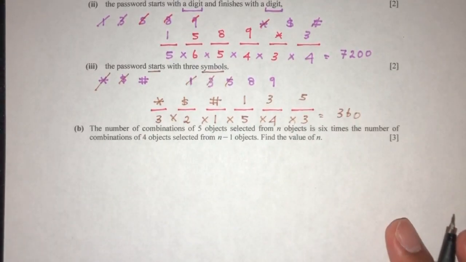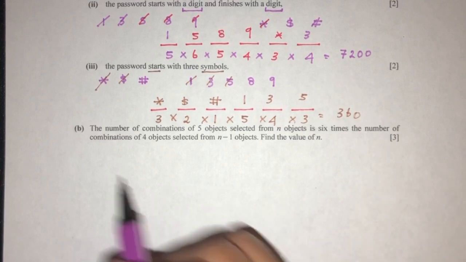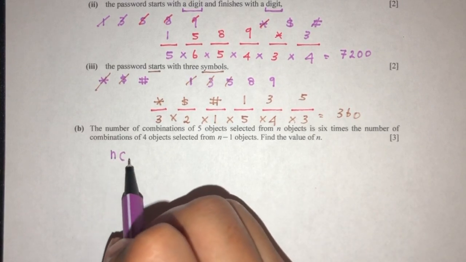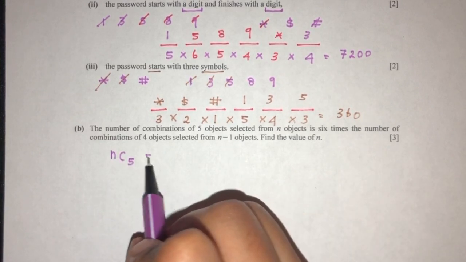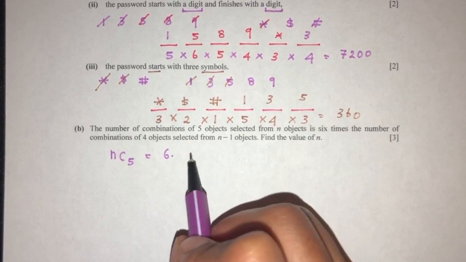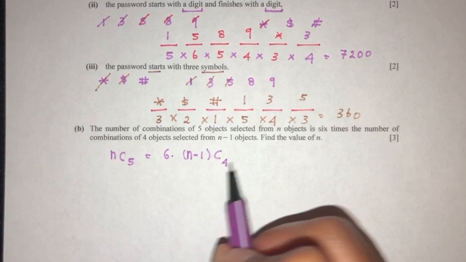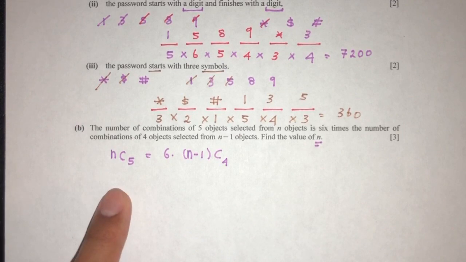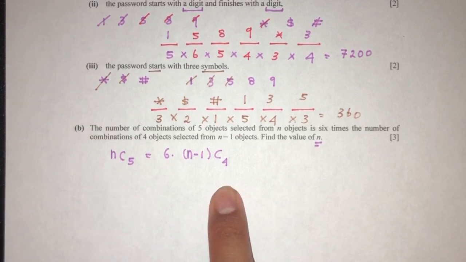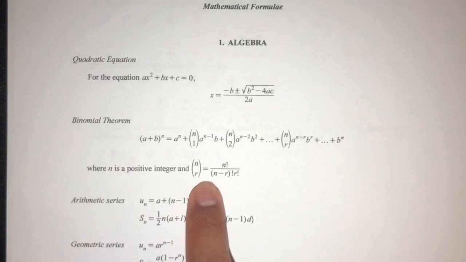Now for part B, here we have a combination question. The number of combinations of 5 objects selected from n, so n choose 5, is 6 times the number of combinations from n minus 1, 4 objects. Find the value of n. Again, for this definition here, we have to use the formula we have. As you can see over here, we can use this one, right?